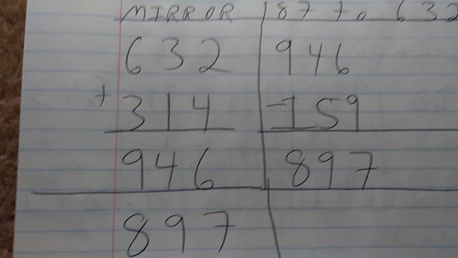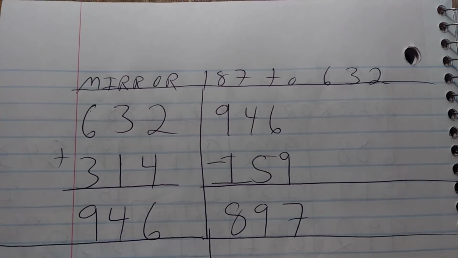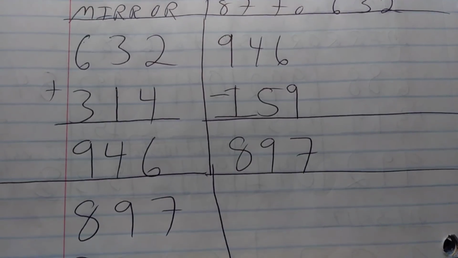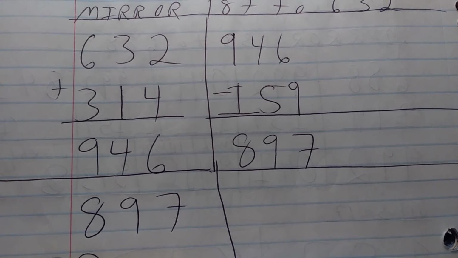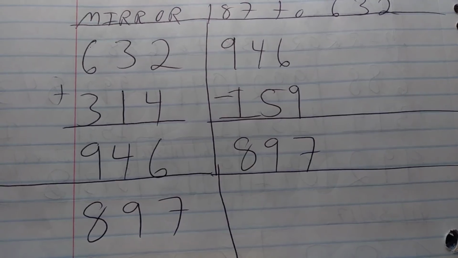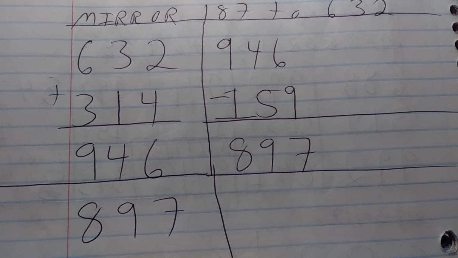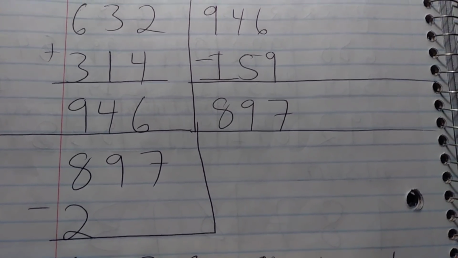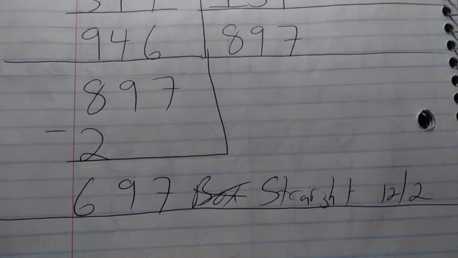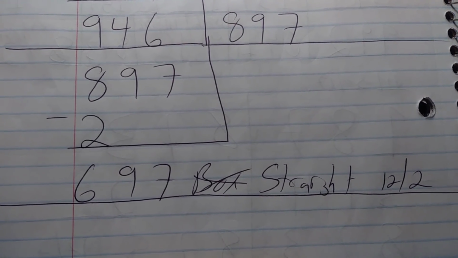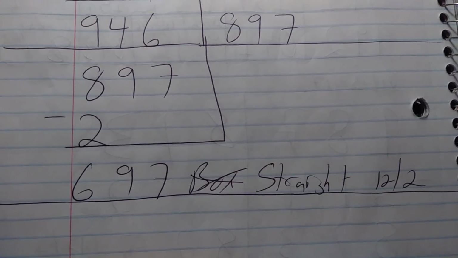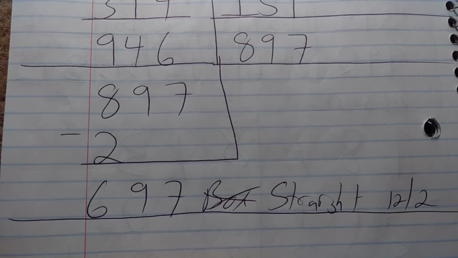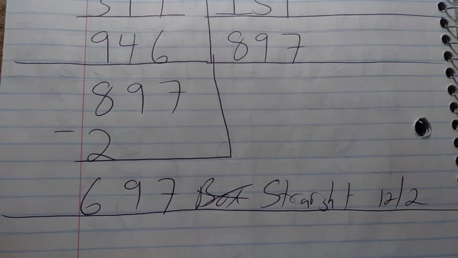All right, and then you're going to mirror that 187 to 632. 632 plus 314 is 2 plus 4, which is 6. 3 plus 1, which is 4, and then 6 plus 3, which is 9. 946, so take off 159. That is going to give 897. And then 897 minus 2 is 697. And that was a straight hit on December 2nd. So, sorry about the rush on the end there. I just have to speed it up a little bit.